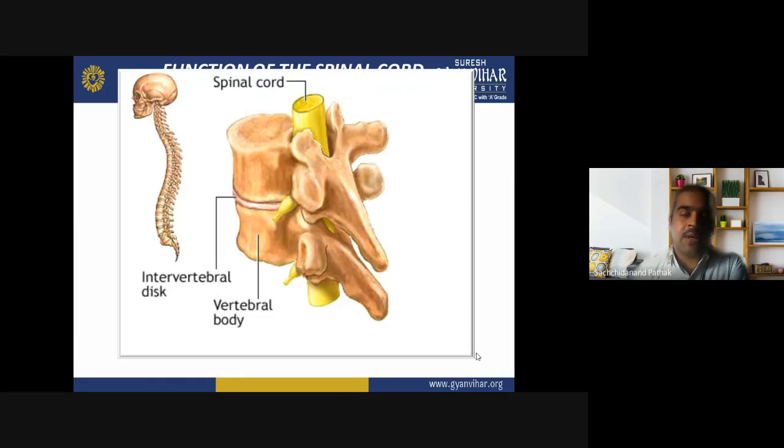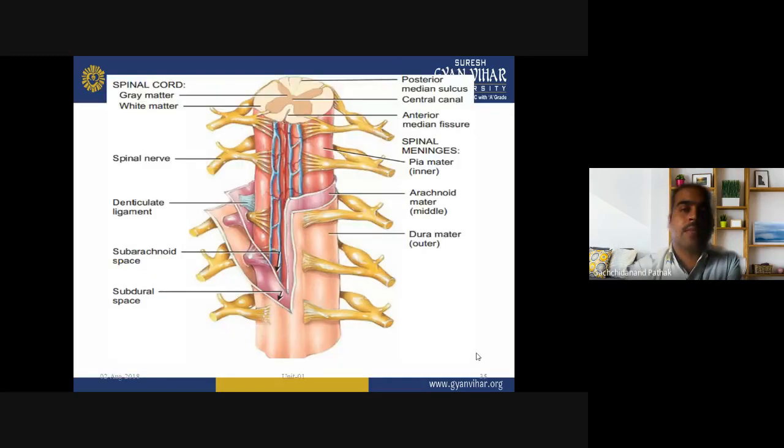Intervertebral discs and vertebral bodies are present, and in between them there is the spinal cord. In the spinal cord, there is gray matter and white matter. A spinal nerve is emerging from the spinal cord. The denticulate ligament will be there. The subarachnoid space is there. The subdural space is there. On the posterior side, you can see the central canal, the anterior median fissure, and the spinal meninges: pia mater, arachnoid mater, and the dura mater.